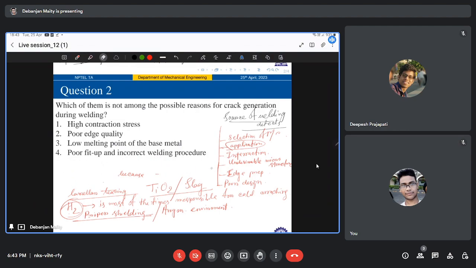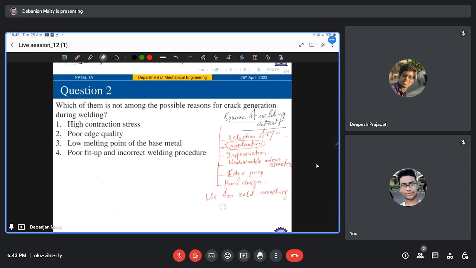I'm trying to figure out a lot of terms here. So you can have this fit-up also. That is also there, right? So in those cases, you are not likely to have these properties or proper welding characteristics, right?